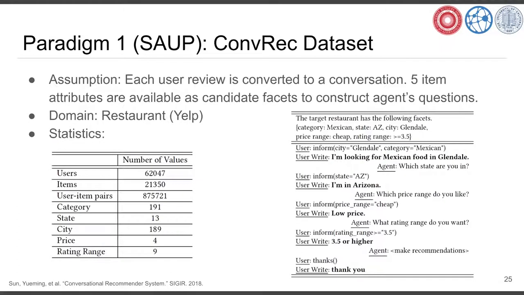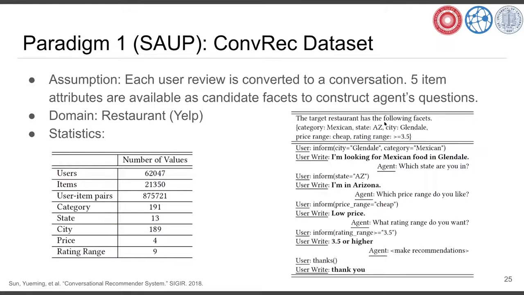And here is a similar data set that follows the paradigm one. This data set is also converted from some user reviews, but it's from Yelp. They made the assumption that five item attributes should be available as candidate facets to construct the agent's question. Since they also follow paradigm one, the system still asks questions and the user responds to such questions, and the domain they consider is restaurants from Yelp.